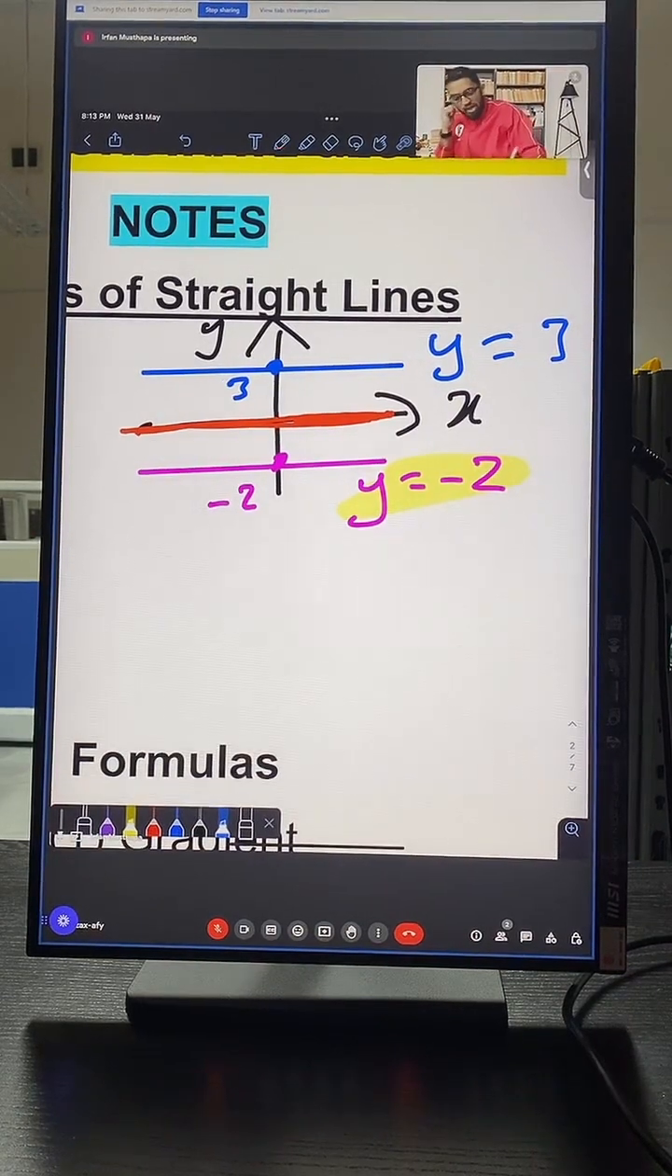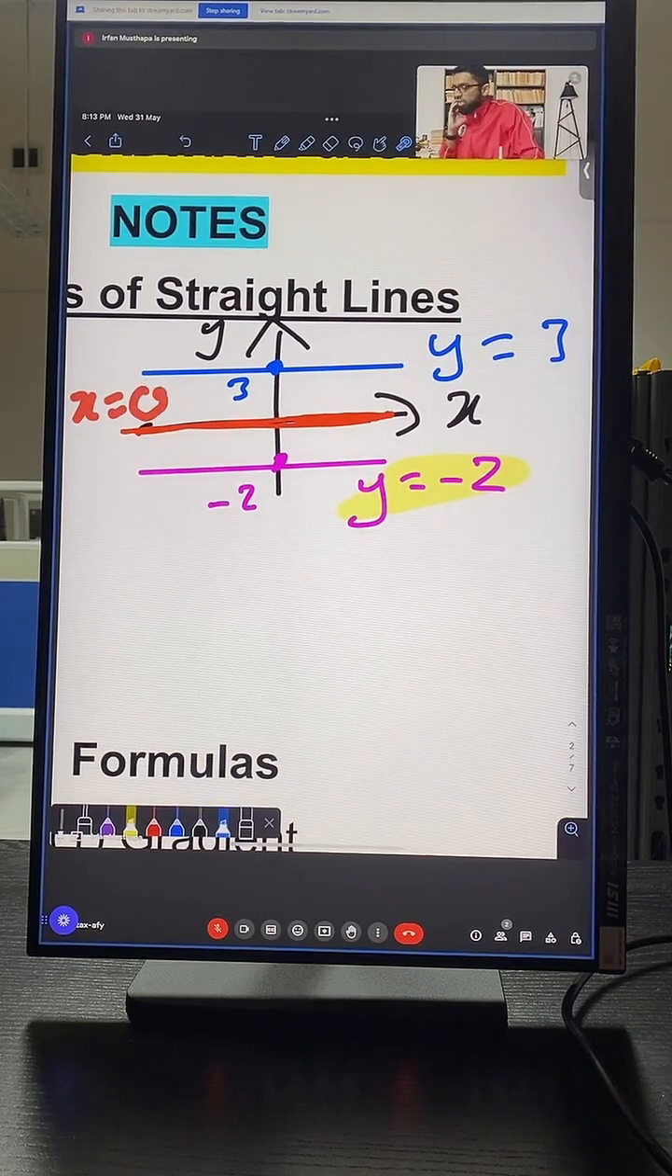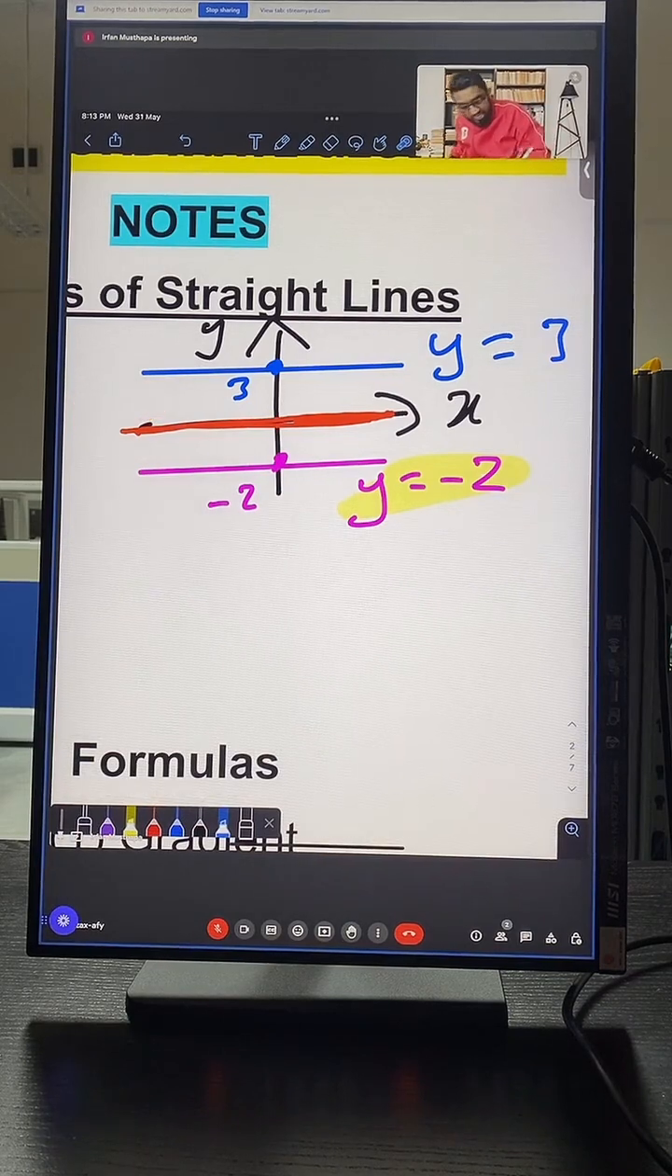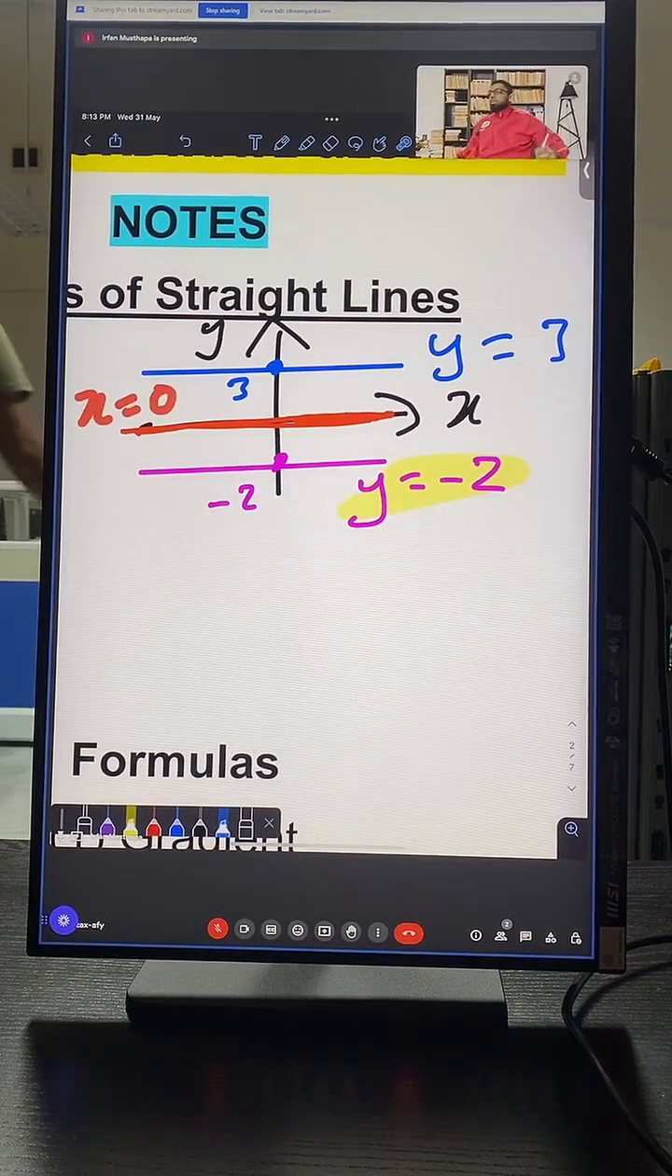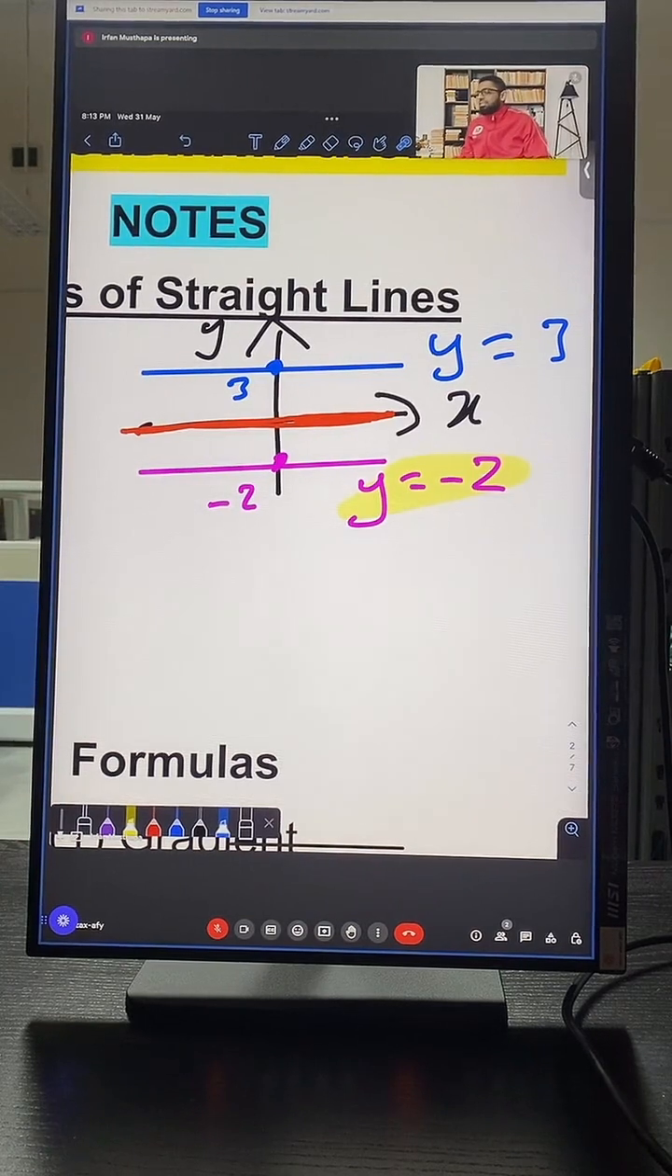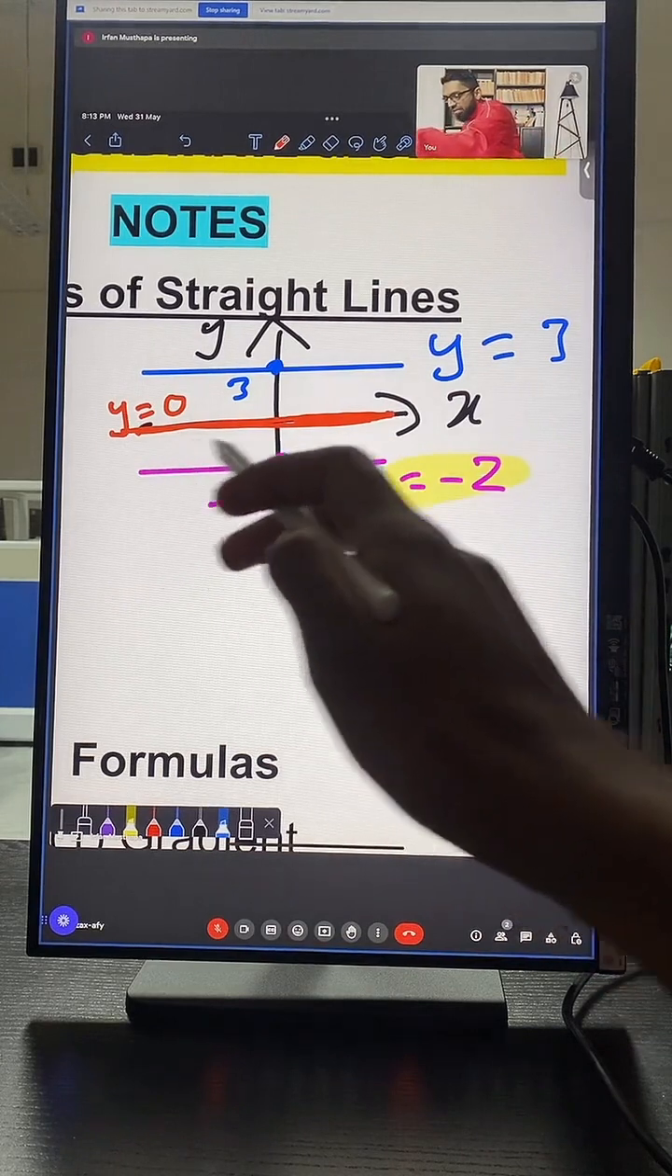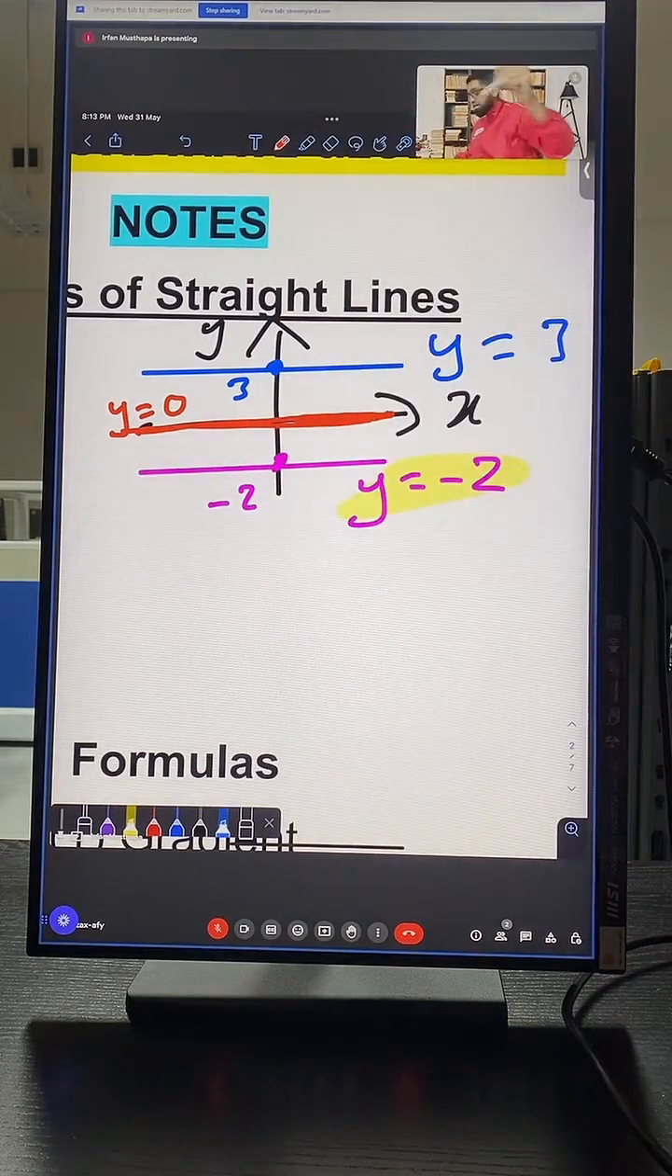Some of you will change your answer. You will say, coach, the equation now is x equals to 0. Oh my gosh, how can it be? Just now you said y equals to something. Then suddenly you change. If you got a line right smack on the x-axis, guys, the equation is going to be y equals to 0. I hope this is clear for you guys.